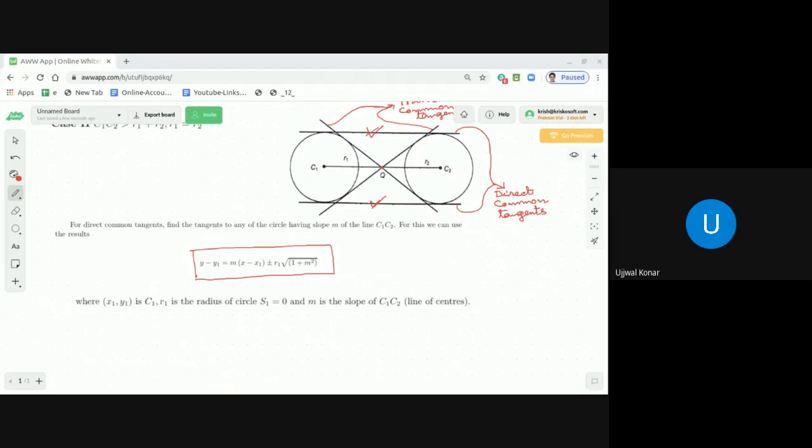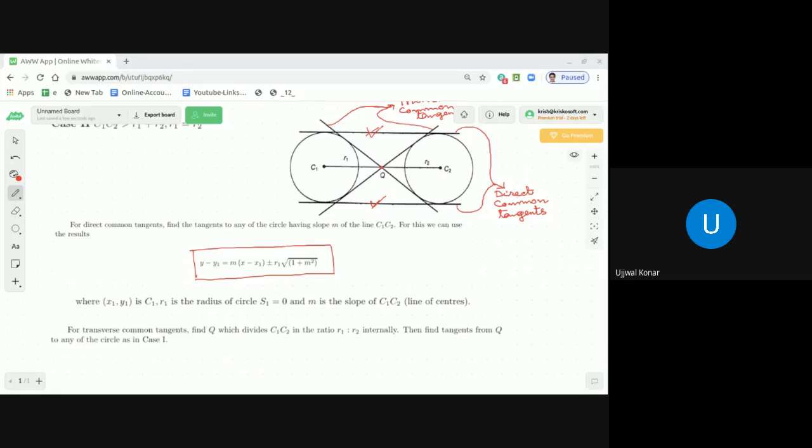And for the transverse common tangent, first we find the coordinates of the point Q. It is very easy to find, because we know that point Q divides the line segment C1 C2 in the ratio R1 is to R2. We know R1, we know R2, and we know the coordinates of C1 and C2. Once we find Q, we then find the tangents from Q to any of the circle, as we have discussed in the previous case. In that way, we can find the equation of the transverse common tangent.